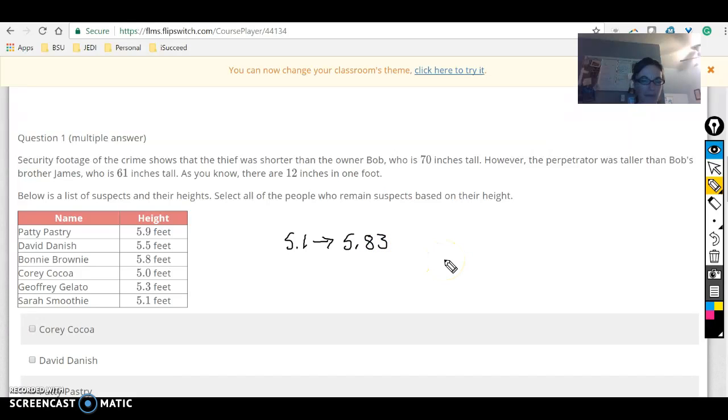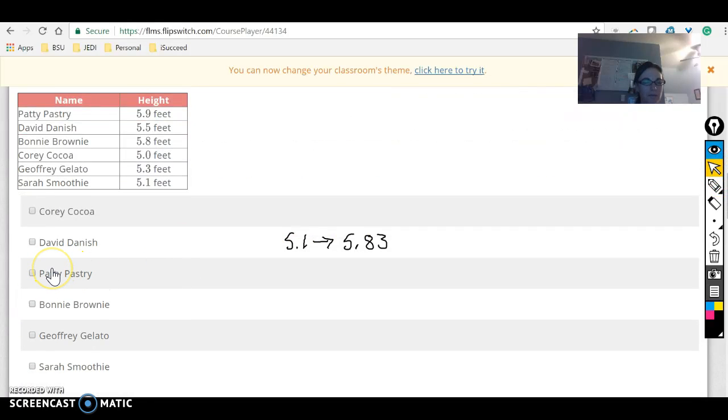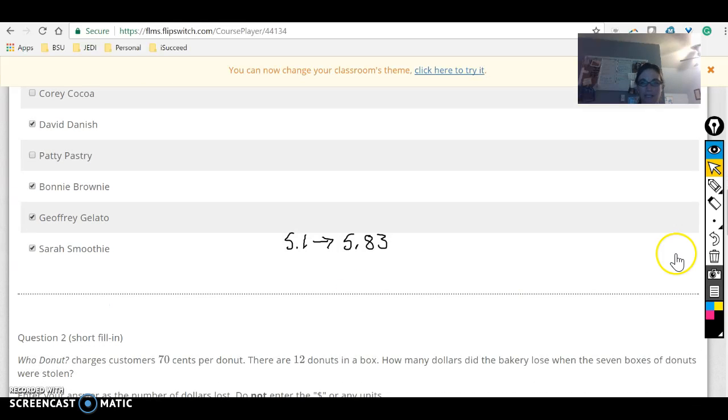5.83. Okay, so Patty Pastry is out. David Danish is in. Bonnie Brownie is in. Corey Coco is out. Too short. Jeffrey Gelato is in. And Sarah Smoothie is in. So let's go ahead and we'll mark those. So the only 2 that we decided were out were Patty Pastry and Corey Coco. All right, those 4 are still in it.